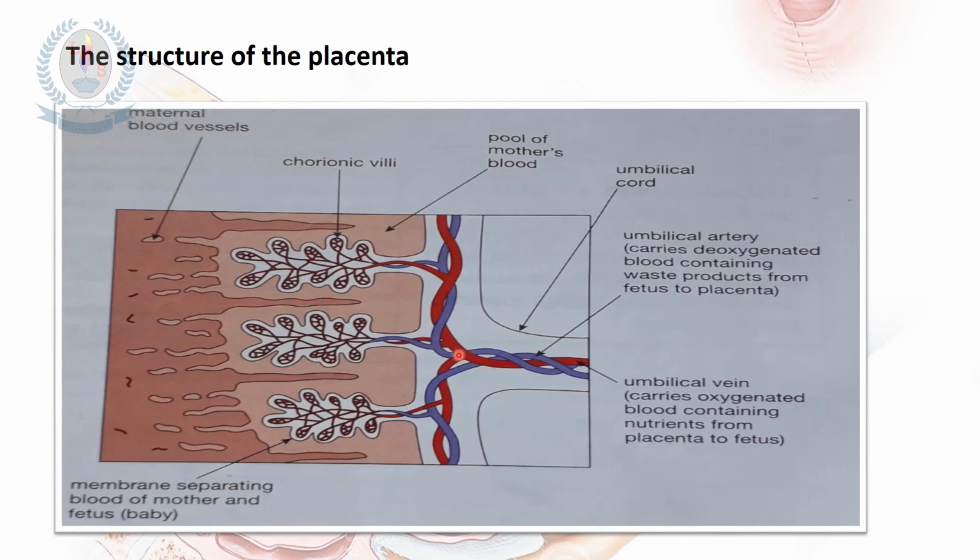Not only nutrition and oxygen, sometimes the placenta exchanges many other substances such as antibodies from the mother's blood, which help to protect the baby from infectious diseases. This placenta is also going to secrete progesterone. We call it the female hormone progesterone, which helps to maintain the pregnancy until the baby has developed. So this is the basic structure of the placenta.